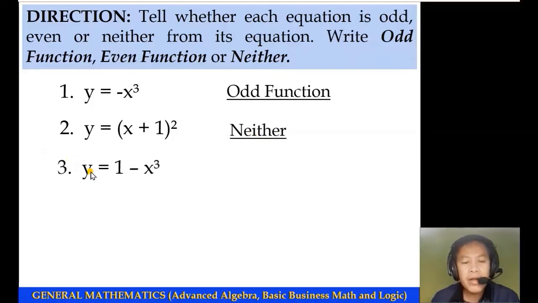Number 3. Y is equal to 1 minus x raised to 3, and this is a cubic function. Take note, we have a constant 1 here, and a constant is understood to have a variable x with exponent 0. And 0 is even, and the other exponent is odd. Therefore, this is not an odd function nor an even function.